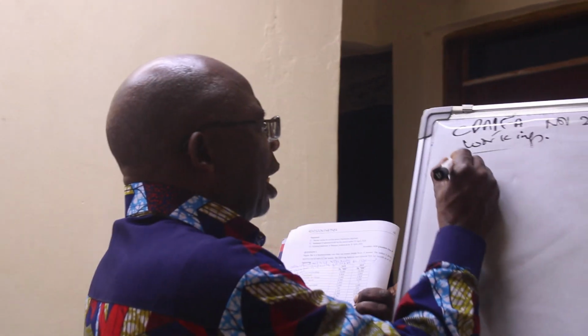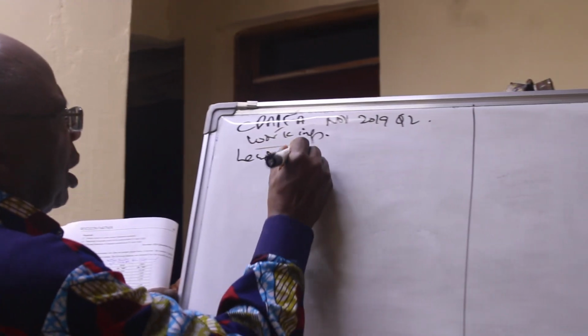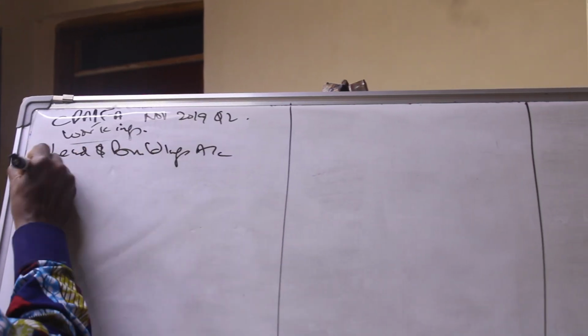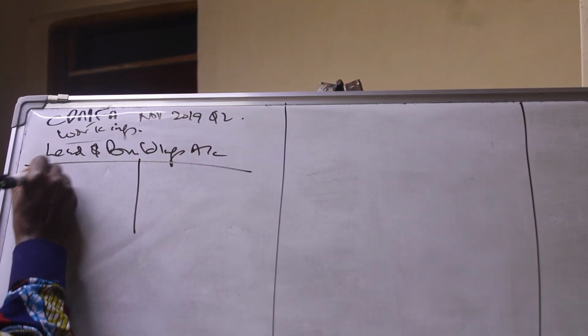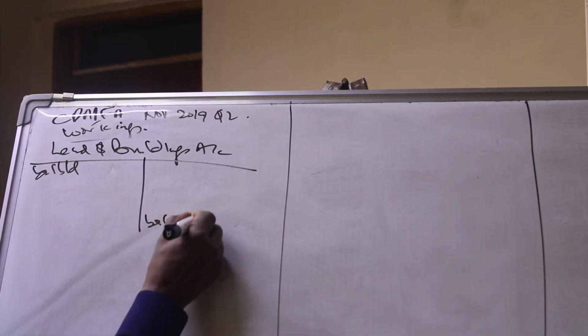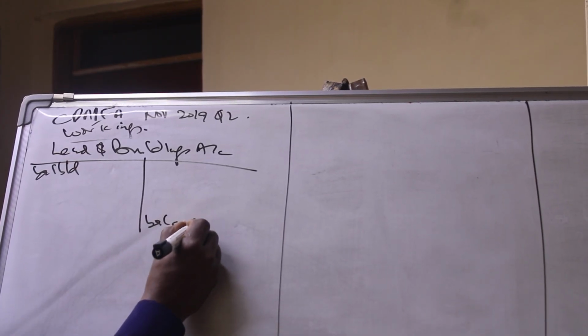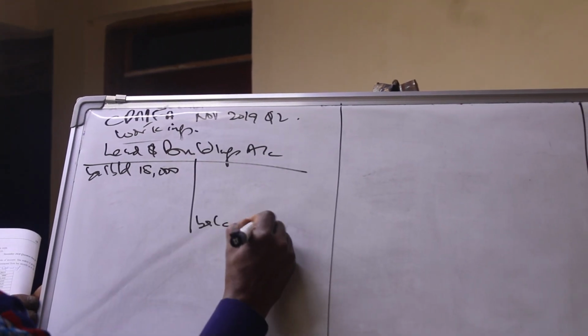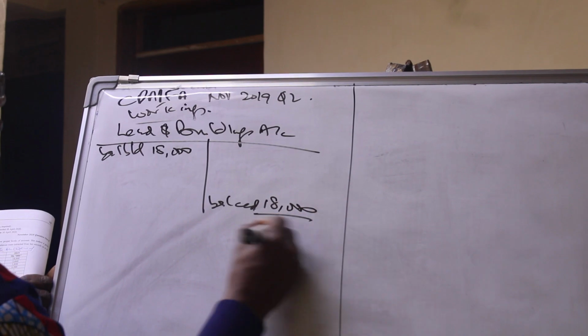So we come to land and building, and we say balance brought down and balance carried down. It is 18,000 and 18,000. Nothing much changing.